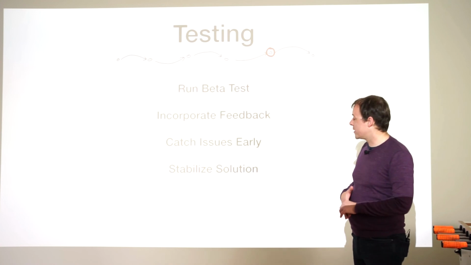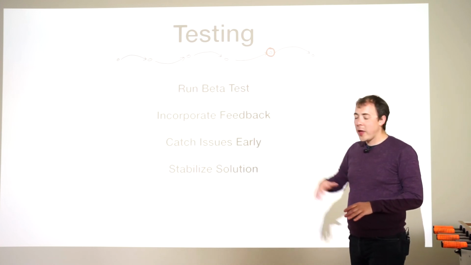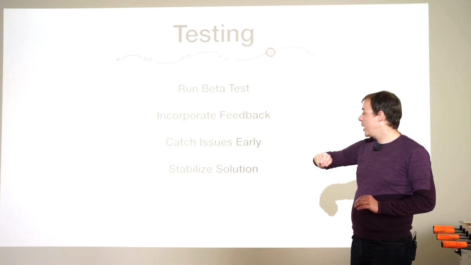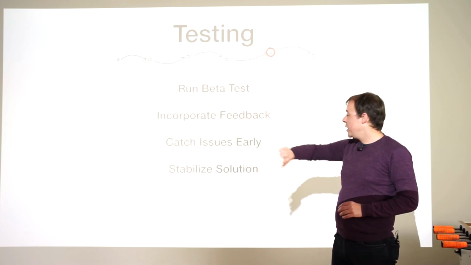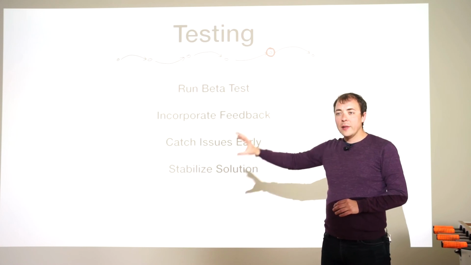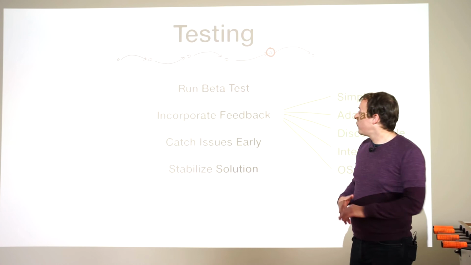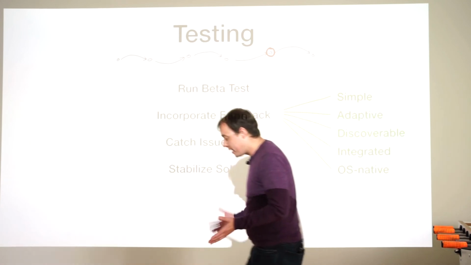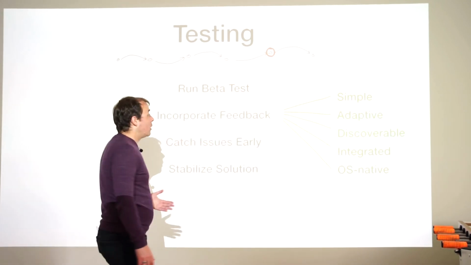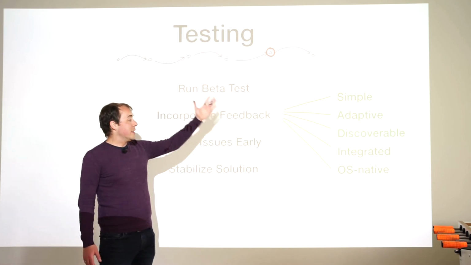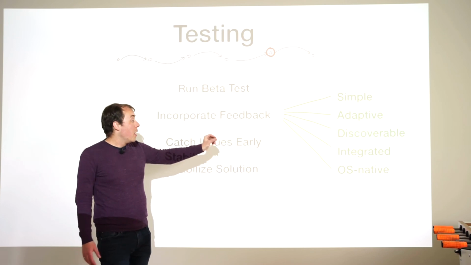And of course, we stabilize our solution, which is more a technical thing, but we need to really work out the wording. For getting the beta out, we need to finalize and nail down some aspects of a feature. And then we take the feedback that we get from our users to, again, validate against all the old criteria. Is it simple? Is it adaptive? Is it discoverable? Is it integrated? And is it native?